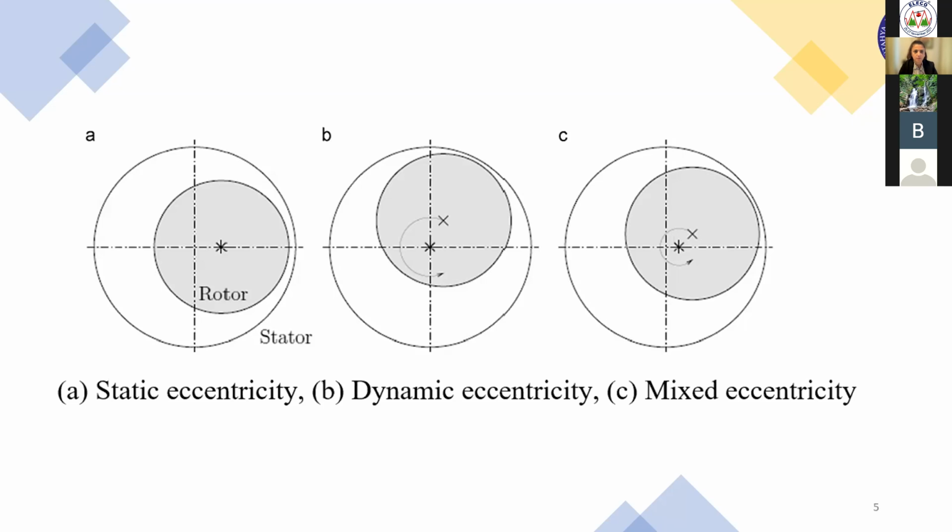Static eccentricity faults may cause the air gap magnetic field distribution to deteriorate, resulting in bending of the motor shaft and leading to dynamic eccentricity faults. If static eccentricity faults continue, the rotor can rub against the stator and cause damage to the stator body and or winding of the motor, therefore resulting in complete failure of the motor.